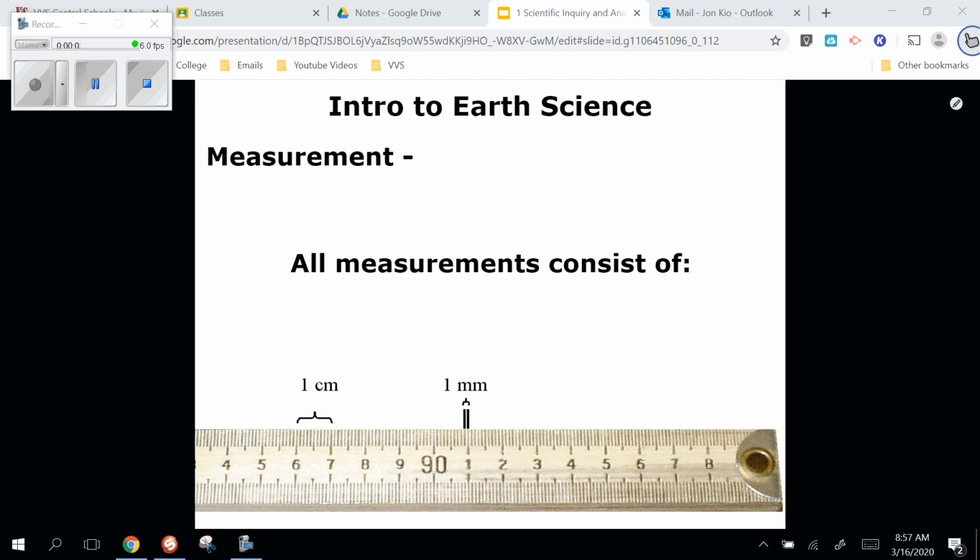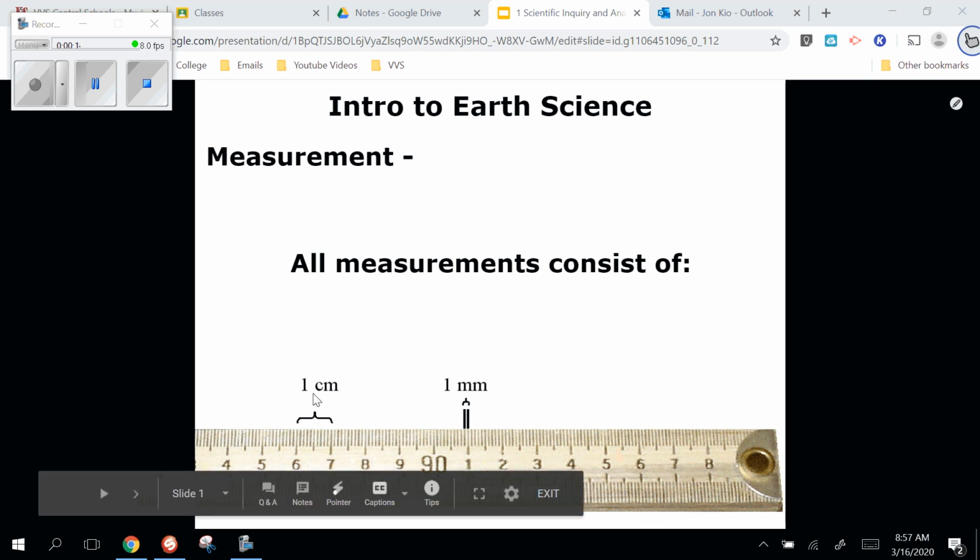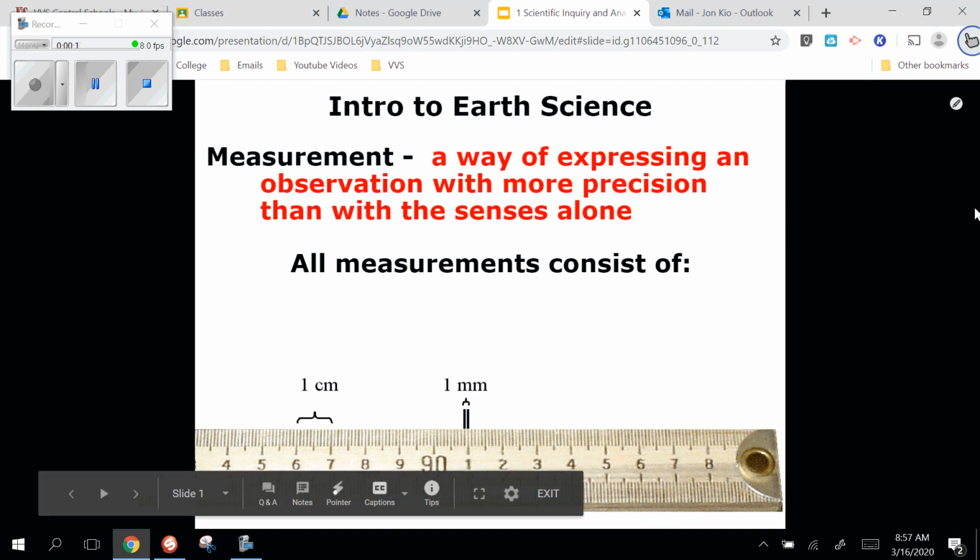All right, we're going to go back and do a little review from September, back into Prologue, doing our Intro to Earth Science. Remember, one of the most important things we talked about at the beginning was measurement. Way of expressing observation with more precision.